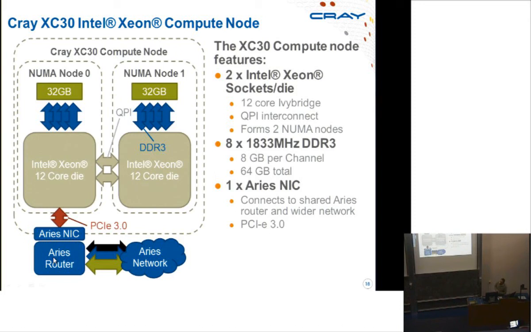Also, the Aries NIC is attached directly to NUMA node 0. So cores on NUMA node 0 have slightly better performance, slightly lower latency than cores on NUMA node 1. However, we only really see that in practice on synthetic benchmarks where you're testing the absolute raw latency. Once you're in real production mode, that difference is relatively minor.